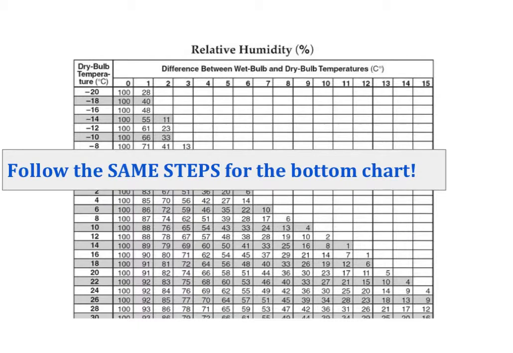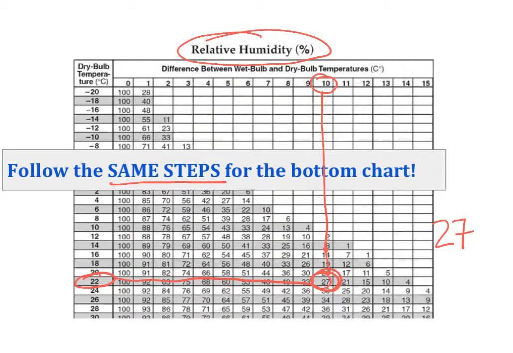Now, if you were asked to figure out the relative humidity instead of the dew point temperature, you would follow the exact same steps. The only difference is that when you figure out 22, 10, follow them down, follow this over, this time you get 27, and instead of 27 degrees Celsius, the units would be percent. And so it's 27% relative humidity, and that's it.